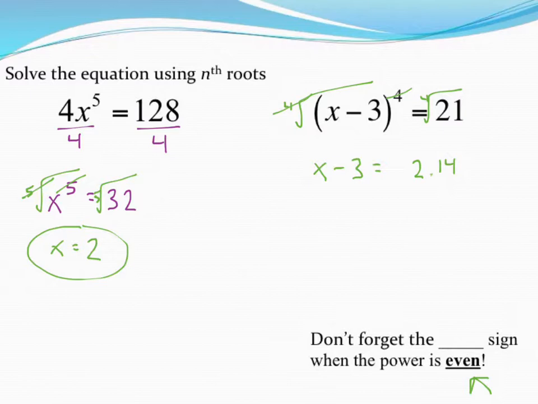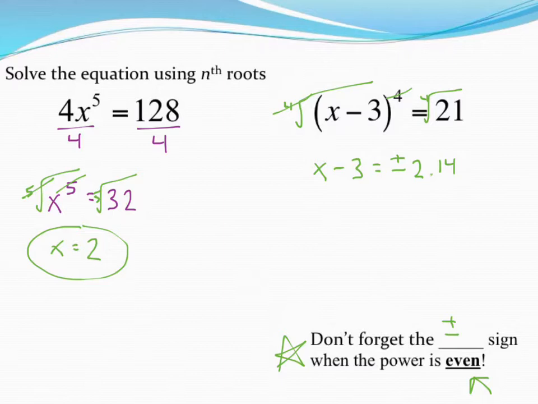If you recall, we always had 2 answers when we were working with square roots, and we got those because we always had a plus or minus symbol. So anytime you're doing an even root, and before we only had square roots, but now we have any root, anytime that root is even, don't forget the plus or minus sign because you'll get 2 answers. The reason being is if I multiply positive 2.14 times itself 4 times, I'll get 21. If I multiply negative 2.14 times itself 4 times, I'd also get positive 21. So that's why we have a plus or minus symbol.